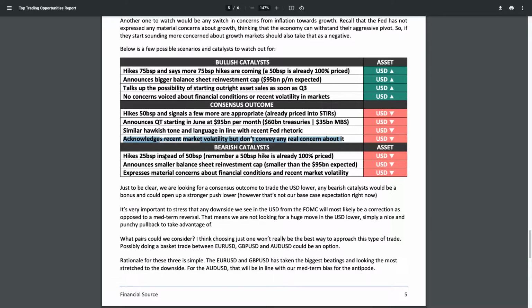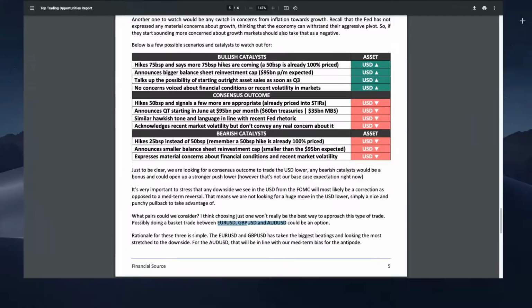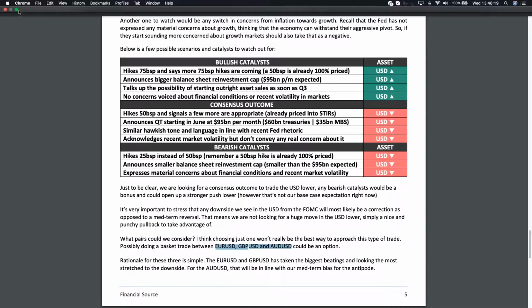Now, bearish catalyst. What you're looking at here is if they only hike by 25 basis points, that would be a sell in the dollar. If they announce smaller balance sheet reinvestment caps, smaller than 95 billion, again, sell in the dollar. And if they express material concern about financial conditions and recent market volatility, again, sell in the dollar. Now, these are the currency pairs that I'll be looking at: the euro, the pound, and the Aussie US dollar. And I'll just show you how that works and which one I prefer.